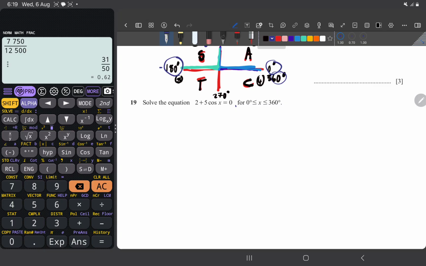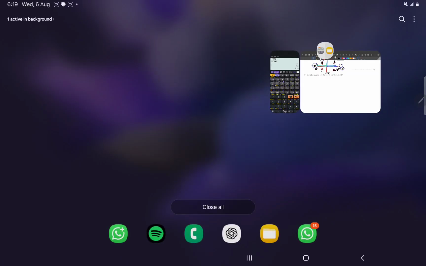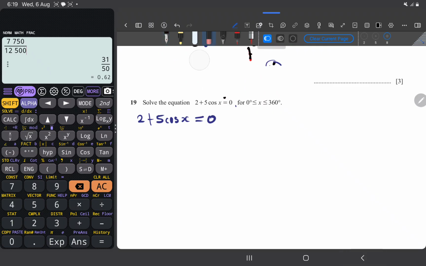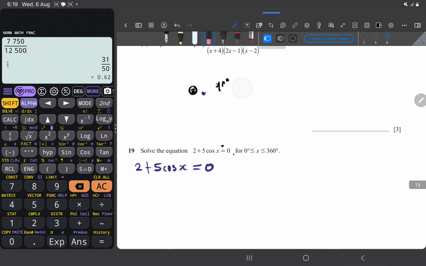So let's now see we have 2. Let me go ahead and solve. We have 2 plus 5 cos x is equal to 0. Remember, this is a trig equation. So the moment you are in an exam, I want to do it with you one more time. You get in an exam and you see that this is a trig equation. You say to me, clarify.